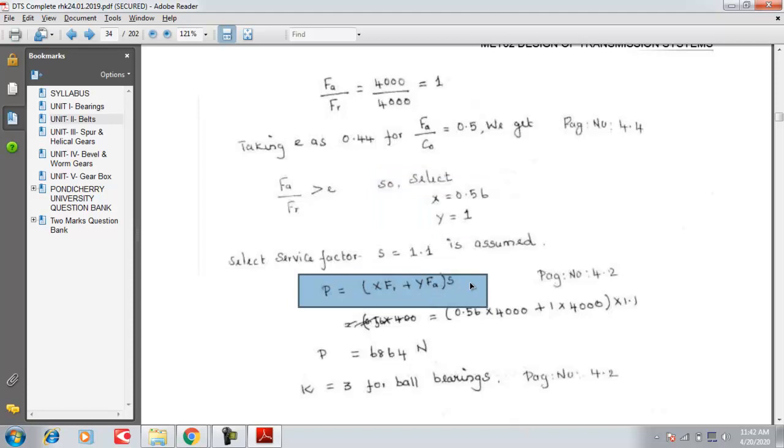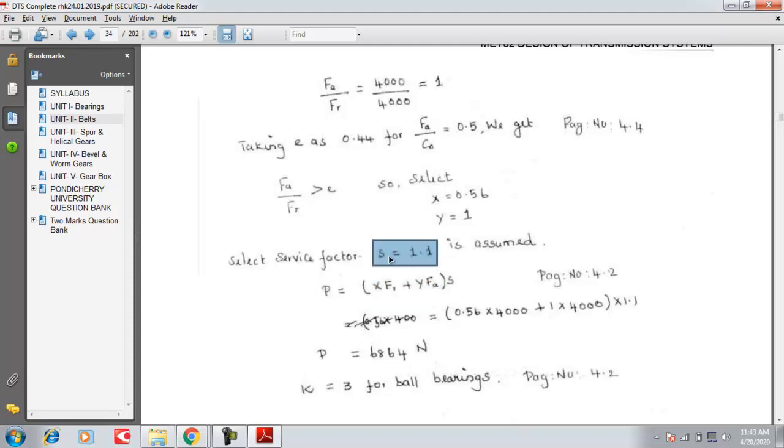This formula is available in page number 4.2. Equivalent load P equal to X into FR plus Y into FA, the whole multiplied by S. Here the S value has to be assumed. You have three conditions in page number 4.2: rotary machine with no impact, reciprocating machine with pronounced impact, hammer mills, etc. If they have given any type of machinery used in the problem, you can use that value. If not, it is safe to assume the lowest value or the highest value. Depending upon your assumption, the value will vary, but no problem.